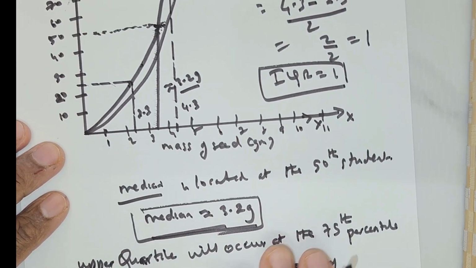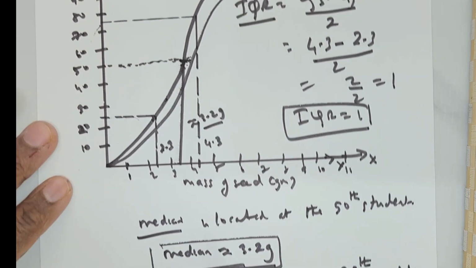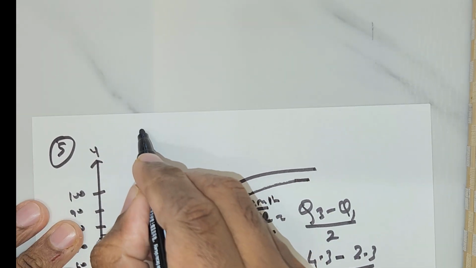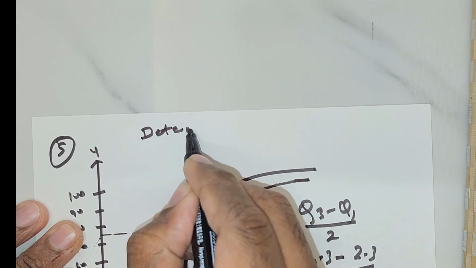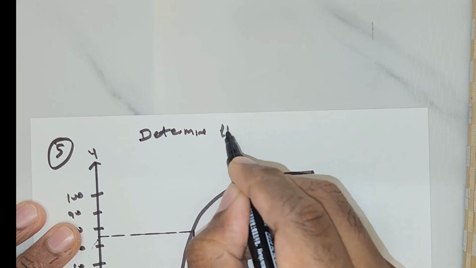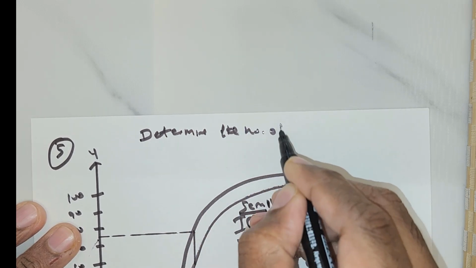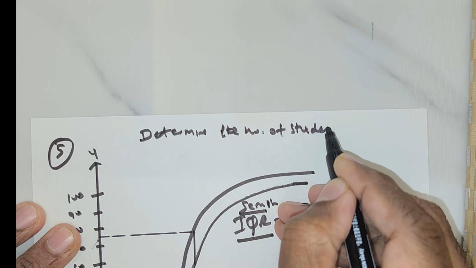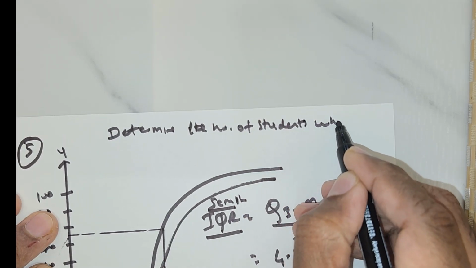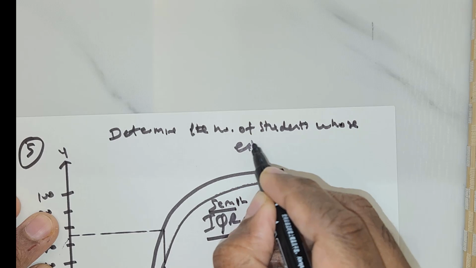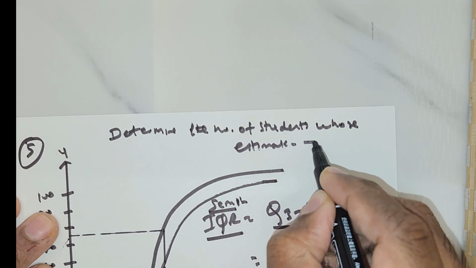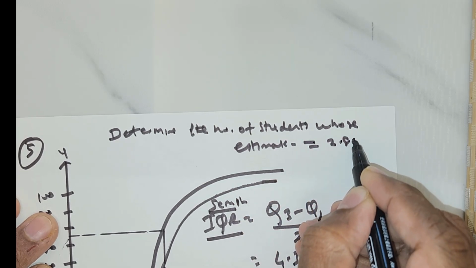Having mentioned that, what they are asking us next is to determine the number of students whose estimate is 2.8 grams.